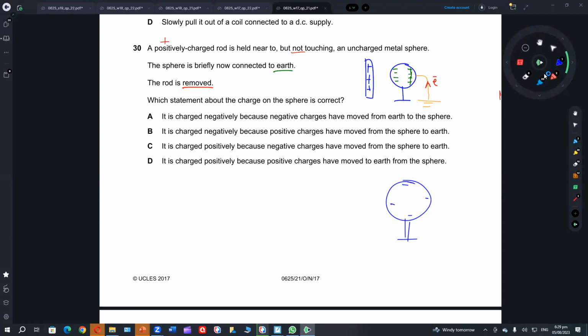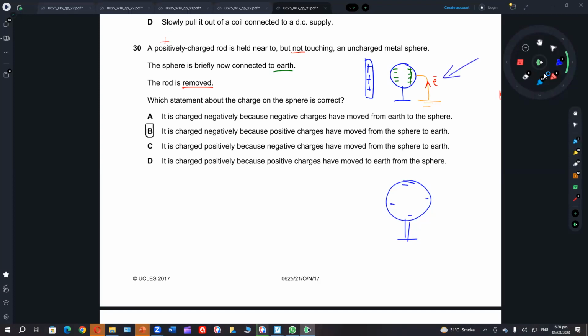Which option should I select? Sir, it's A or D. No, wait, B. It's charged negatively, right? It is either A or B. My answer is B. But look at the diagram, let me make an arrow for you.